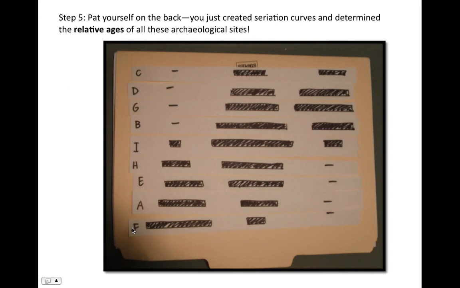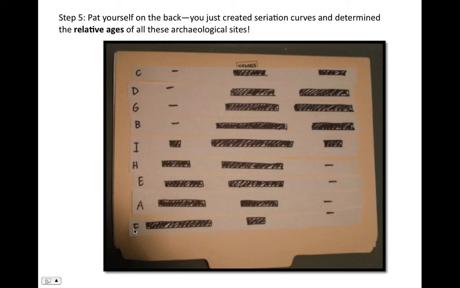Step 5 then in a seriation is to pat yourself on the back because you have just created seriation curves and determined the relative ages of all of these archaeological sites. And this is as complicated as it gets. It's a relatively low-tech method for assessing the age of archaeological sites, but archaeologists have used this both explicitly and more implicitly over the years.